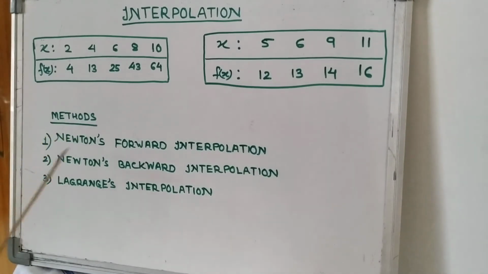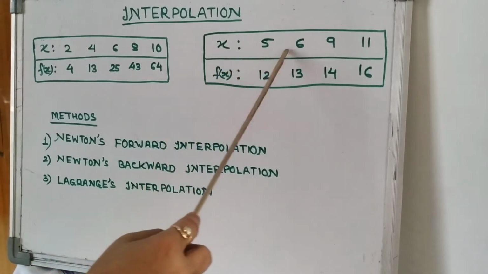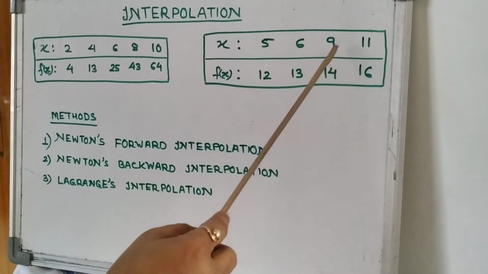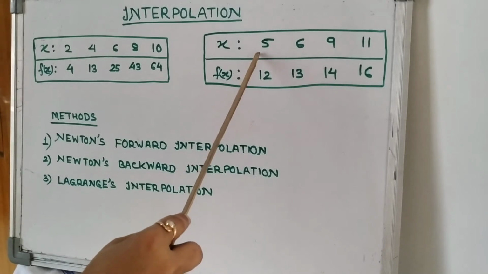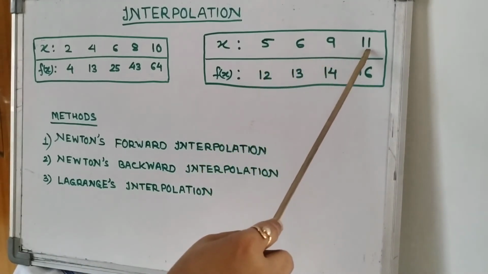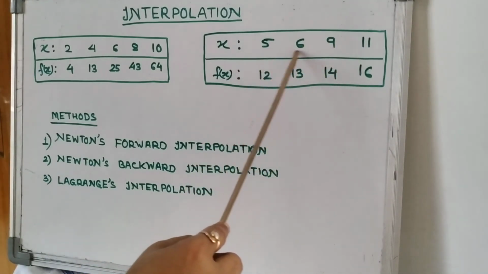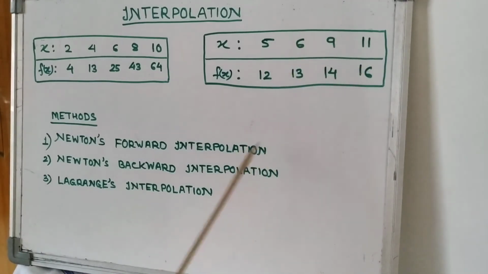Okay. Now look at the second table. Here arguments are not equidistant, so we can't go for these two formulas. So here we go for the third formula, which is called Lagrange interpolation formula, since the arguments are not equidistant.